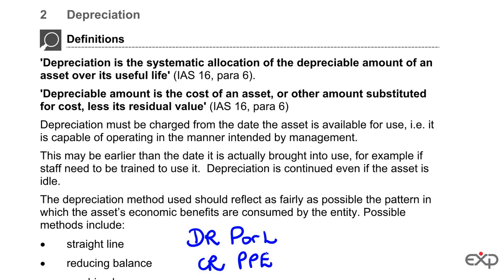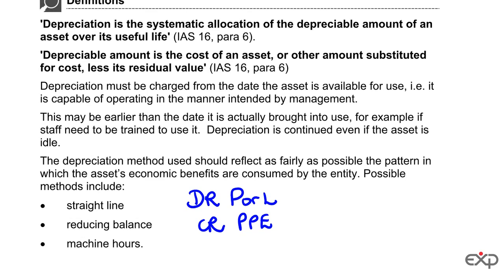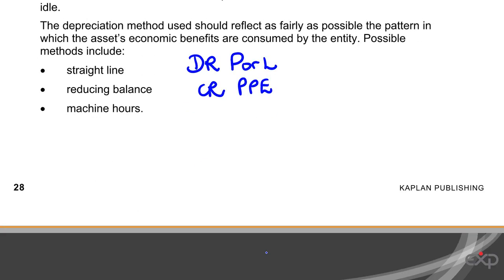Now it's worth noting that you do not decide what the depreciation method is. The directors decide what the depreciation method is depending on how they use the asset, and they have to reflect as fairly as possible the pattern of its use. And that will determine whether we take the same amount every year, or we apply reducing balance, or perhaps we base it on the amount that it's used.